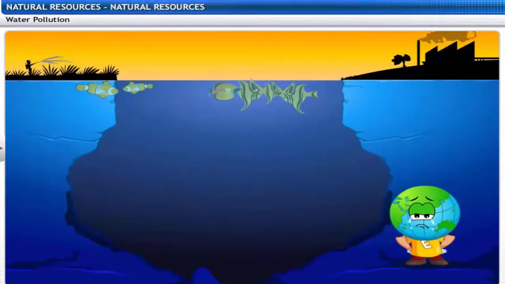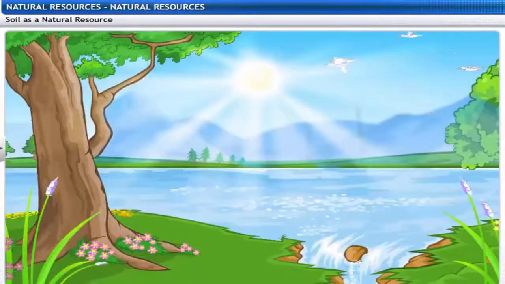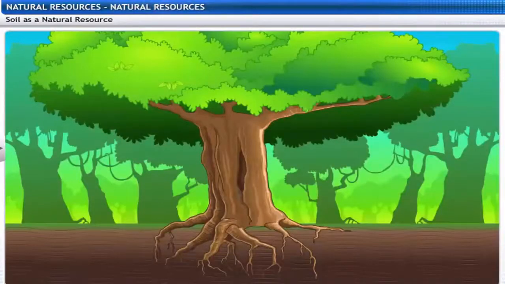Look at what we have done again. Very soon, there'll be no clean water to drink. Like air and water, soil is another important natural resource that supports life. You must have seen different types of soil, but do you know what it really is?